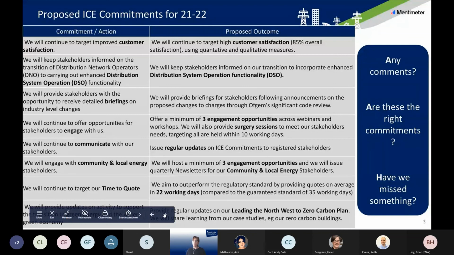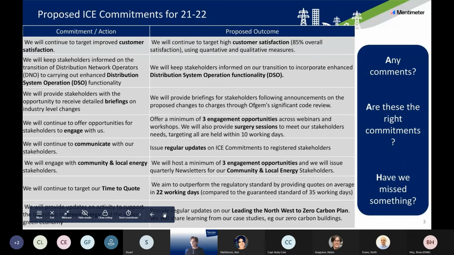We also offer surgery sessions, so if you want to talk through any particular projects, we offer a one-to-one session that we can arrange, and we are this year targeting that we will hold those within 10 working days, or we will certainly offer them. Obviously it depends on people's calendars, and we'll continue to keep you updated.